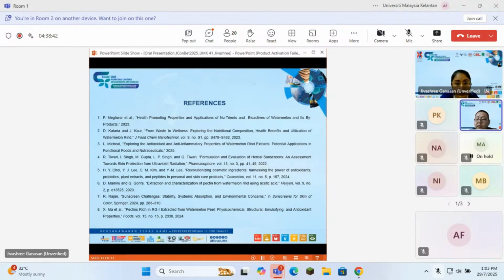We have one question here in the chat box. The question is, what is the effect of varying concentrations of watermelon rind extract on the SPF value, pH stability, and rheological properties of a natural sunscreen formulation stored at different temperatures?